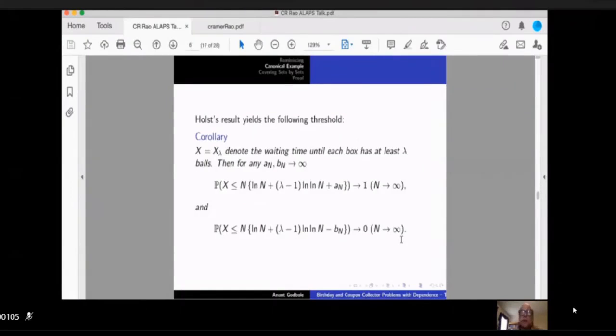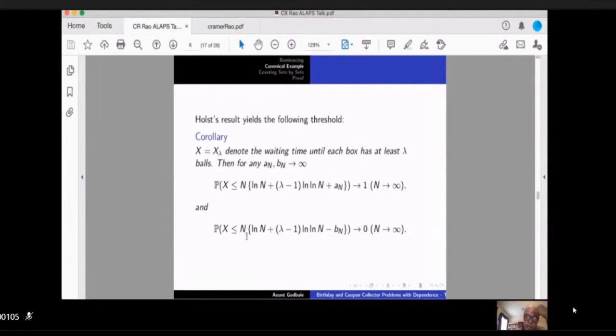This talk is focused on thresholds, so you can easily take the previous result and make it into a threshold result. If X is the waiting time till each box has at least lambda number of balls, then the probability that X is less than or equal to so much goes to 1. But what is that so much? It's n log n plus lambda minus 1 log log n plus anything that goes to infinity. So the chance that you get what you need in so much goes to 1, and it's the a sub n that dictates the fact that it goes to 1.